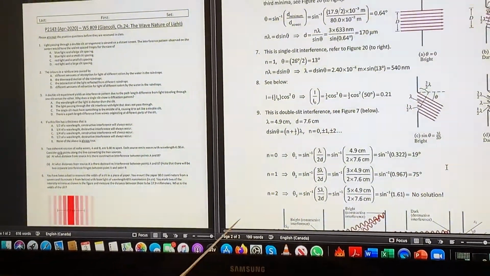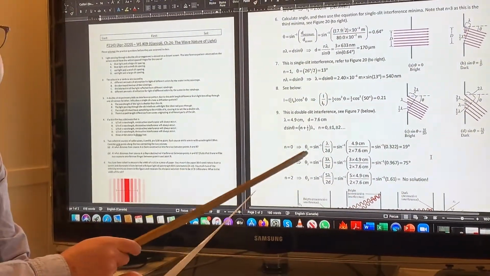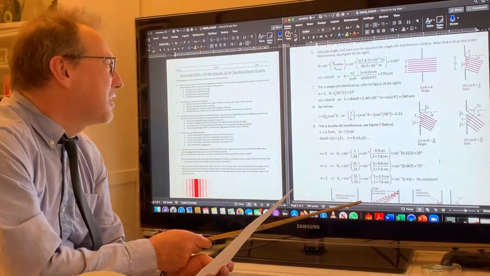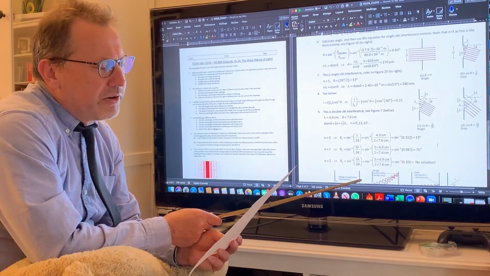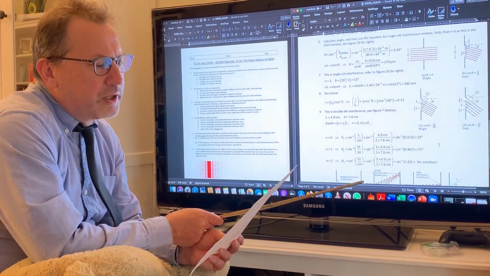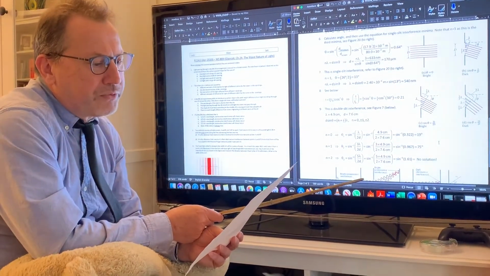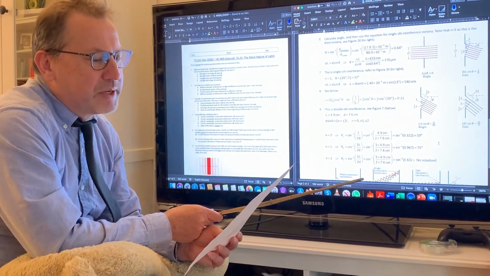So we can measure the wavelength of light using a single slit and a protractor, which is kind of pretty cool when you think about it. Okay, 8. Two polarizers are orientated at 50 degrees to one another. Unpolarized light falls on them. What fraction of the light intensity is transmitted?